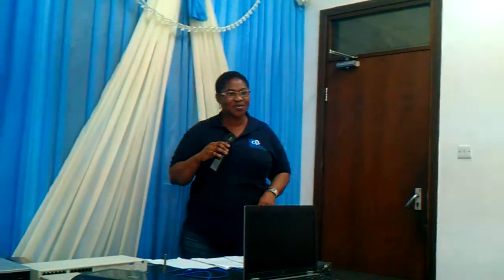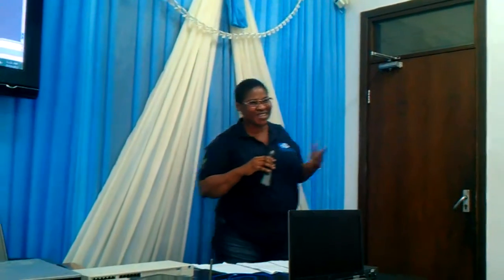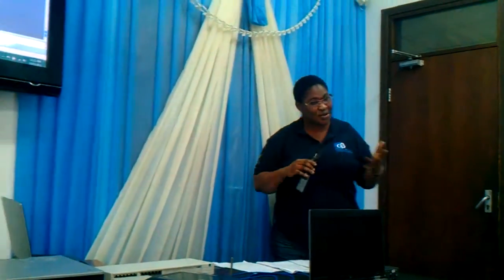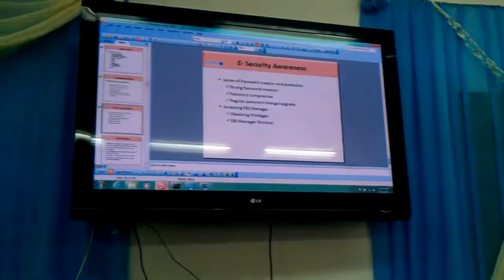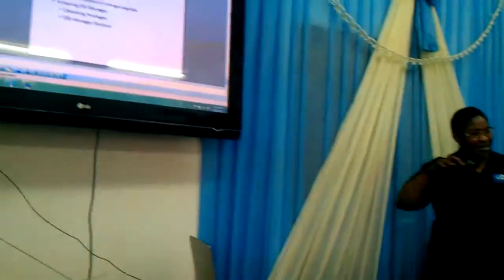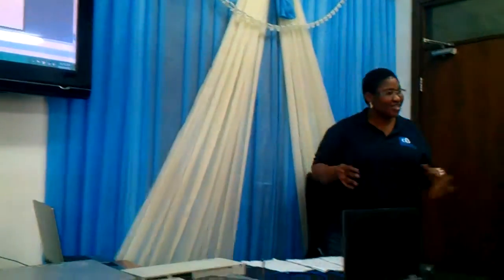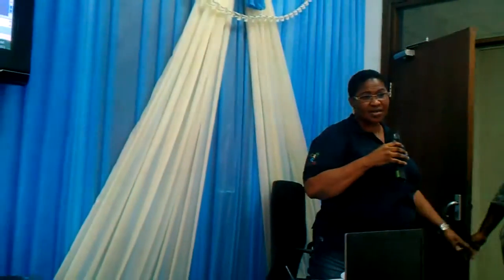What we do about IGR monitoring. When we're talking about IGR, it is just internally generated revenue. This is revenue that is generated within the state jurisdiction. The main sources of this revenue are taxes, of which we have different kinds, like the PAYE deduction, withholding taxes, capital gains tax, and different kinds of taxes.